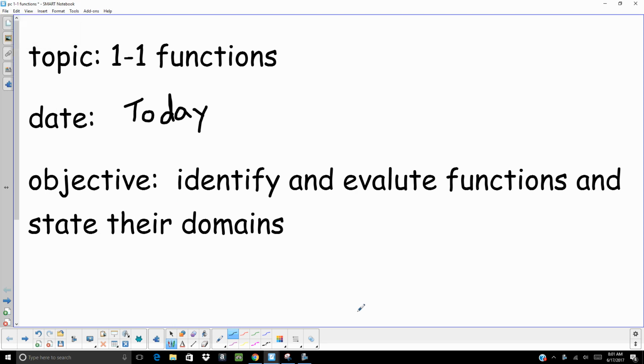All right, today we are doing 1-1 in pre-calc functions. Today's date is today. Our objective, we're going to identify and evaluate functions and state their domain.